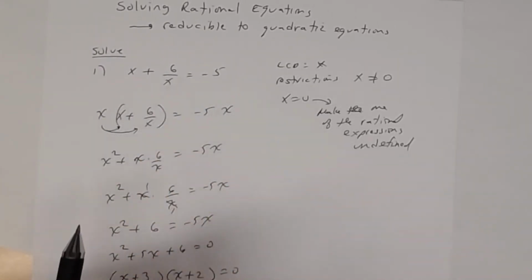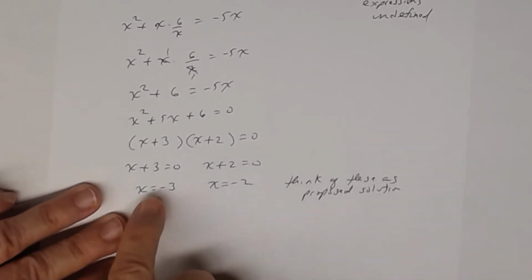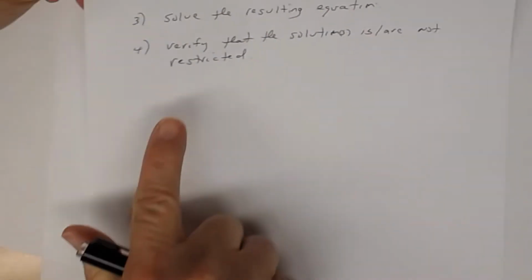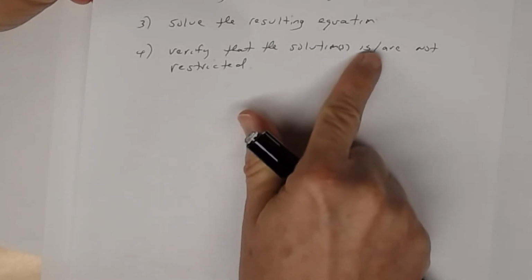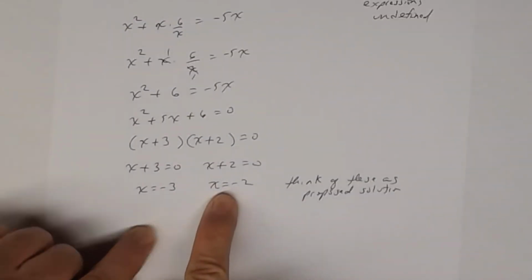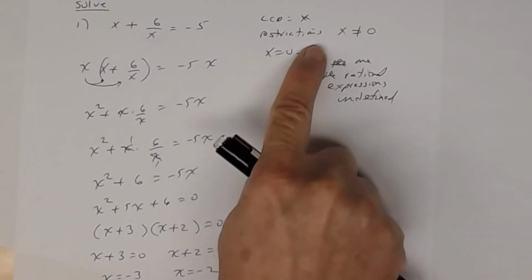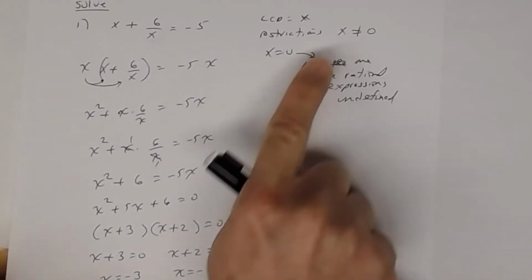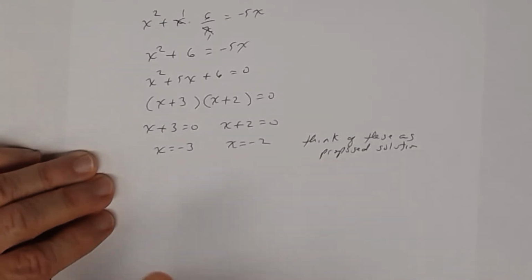But the question is, are they solutions to the rational equation? That's where the restrictions come in. So all you got to do is, number 4, verify that the solutions are or are not restricted. So I have 2 proposed solutions, and none of them are restrictions. The only restriction is that x cannot equal 0. So these proposed solutions are actual solutions.